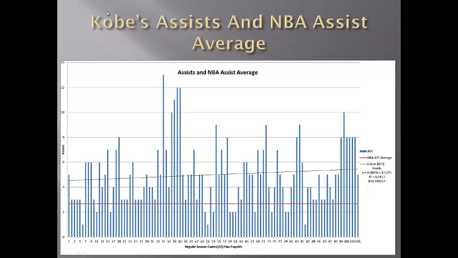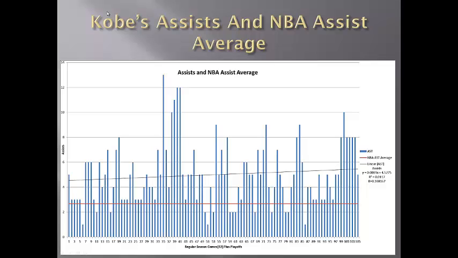Here's a quick graph of Kobe's assists and NBA assist average. Just the assists here is the blue graph. The red line is the NBA average. Kobe peaked above 12 once, got to 12 twice, and hit 10 and above just a couple times. The black line is the trend line. As you see, as time went on and the playoffs came, he started to assist more.